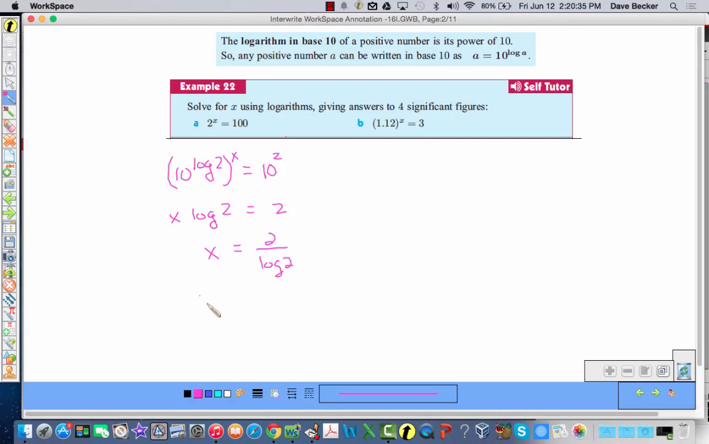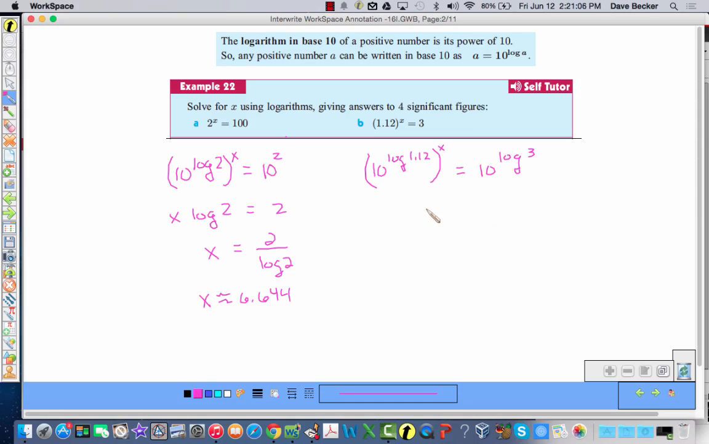Let's see, x is approximately equal to 6.644. Okay. What about part B? 1.12 to the x is equal to 3. Well, again, let's do a base 10. 10 to the log of 1.12, all to the x power, is equal to 10 to the log of 3.